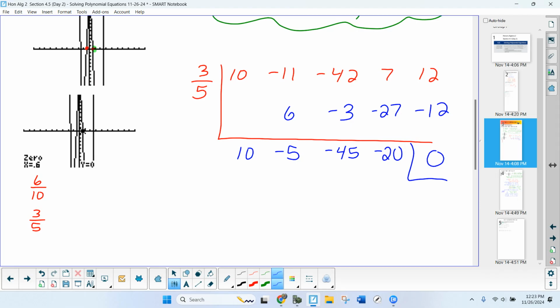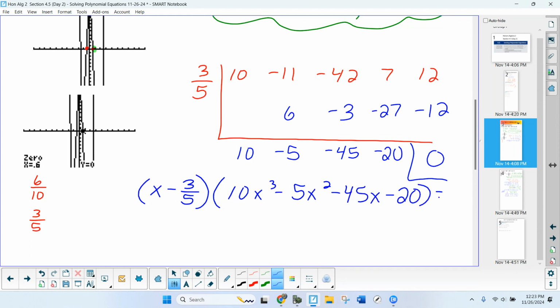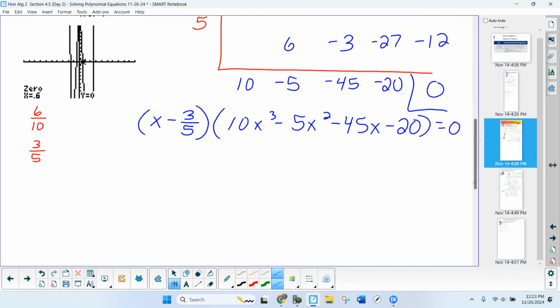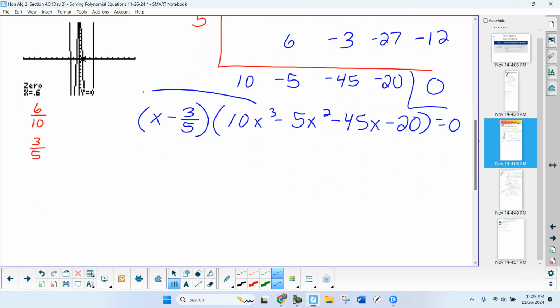Okay, so now let's take a look. If I were to factor this, I would have x what? Minus 3/5. And then what would I have left here? 10x to the what? Third minus 5x squared minus 45x minus 20. Anybody see something we can do? GCF. What are you going to take out of there? 5. So when you take out a 5 from that big polynomial, what do you have left?